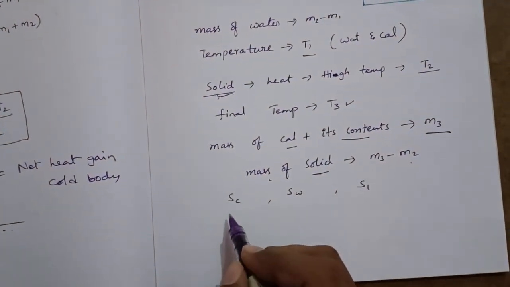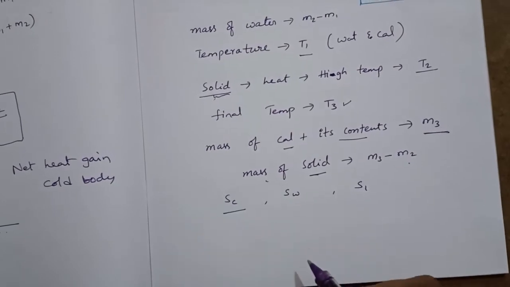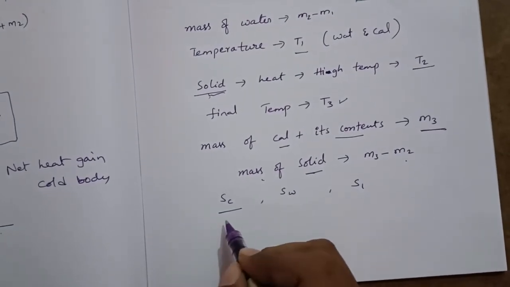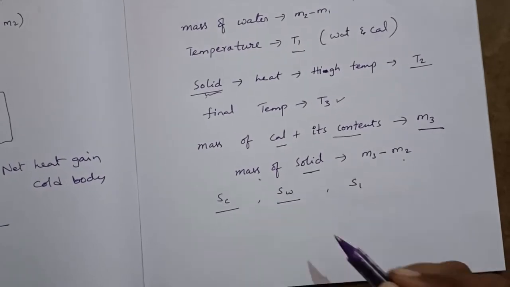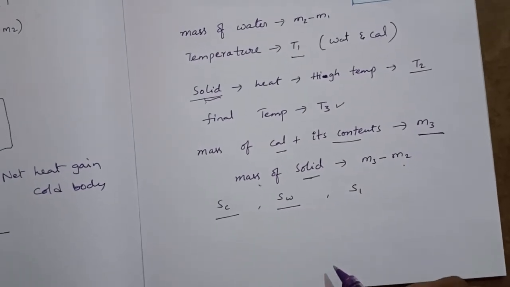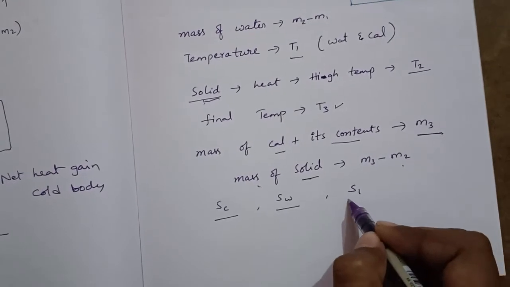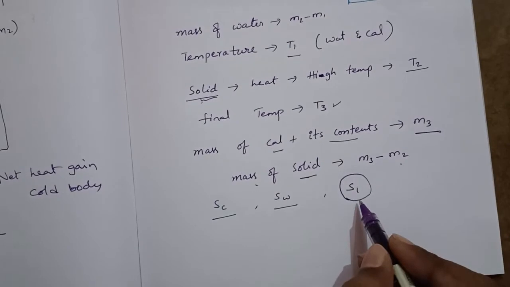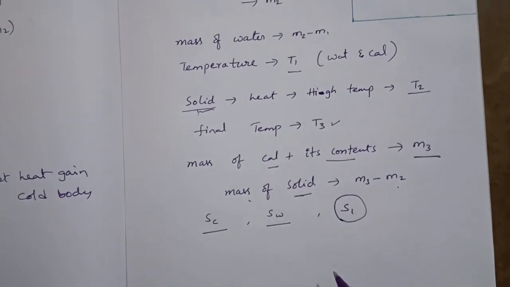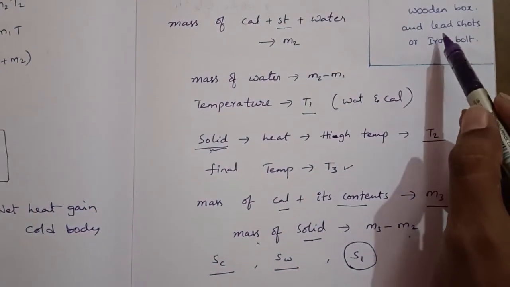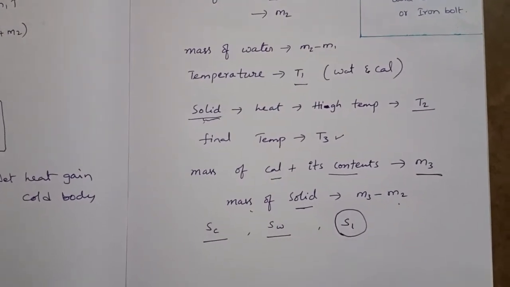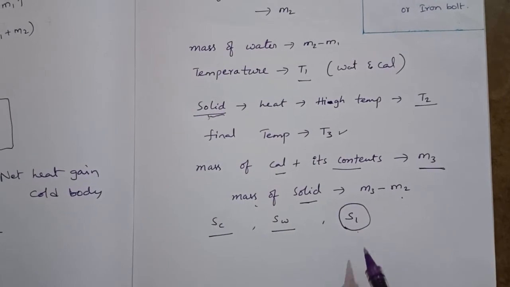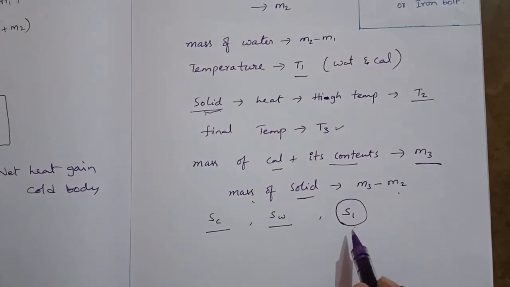Now let us assume specific heat of the calorimeter is SC and specific heat of water is SW, and the specific heat of the solid material, whatever we want to find, we take as SL. As in our textbook they gave lead shots, specific heat of solid material, lead shots, is SL.